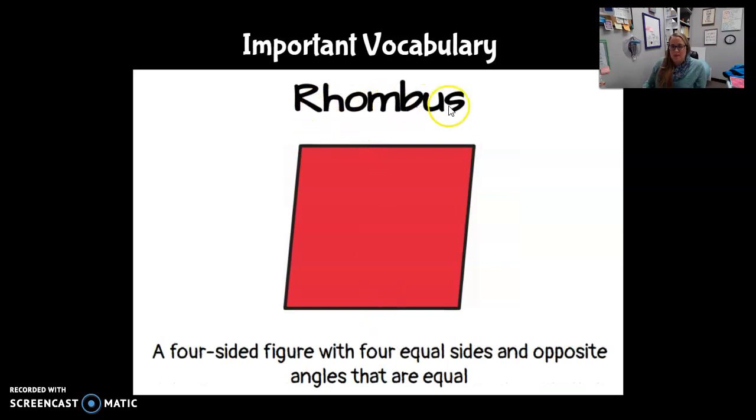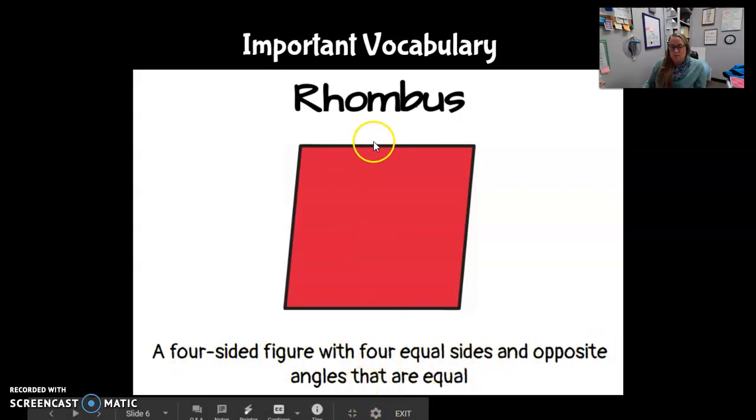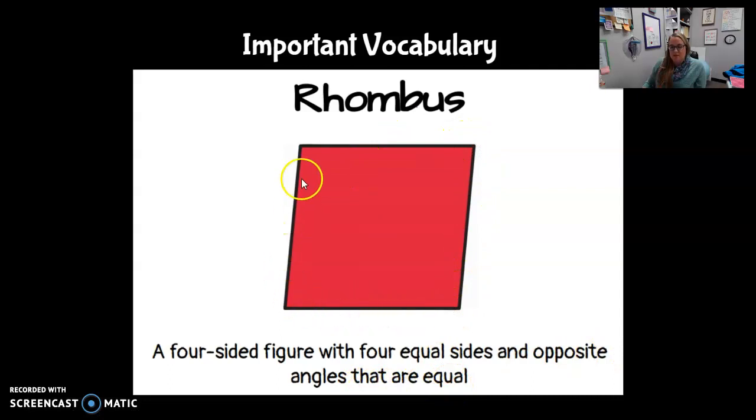The next word we have is rhombus. A rhombus is a four-sided figure with four equal sides and opposite angles that are equal. So all of the sides are the same size. And this angle is the same as this angle, and this angle is the same as this angle.